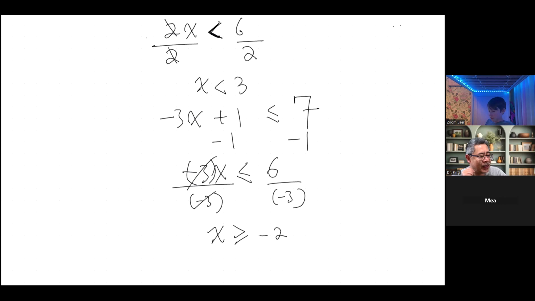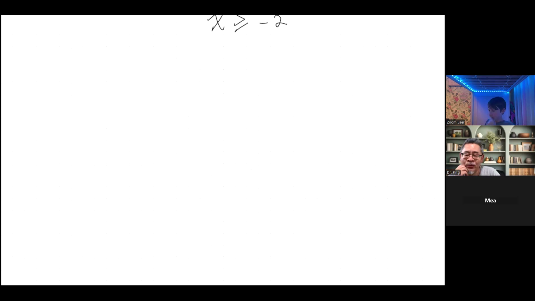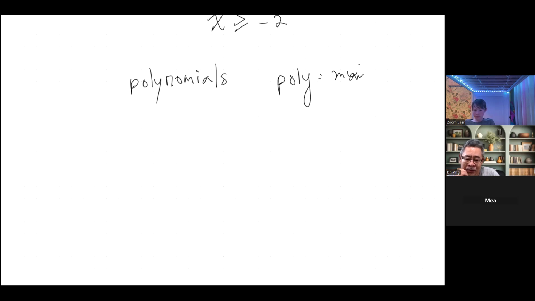Okay, we're looking at polynomials. Polynomial basically means it's made of 2 words. It actually came from Greek. So poly means many. And nomial just means terms. Okay, so when we put together polynomial, it just means many terms.